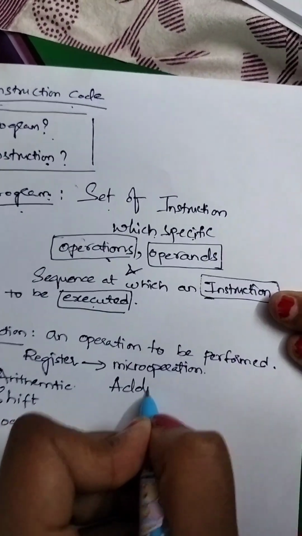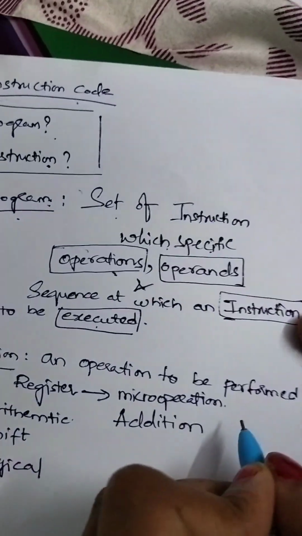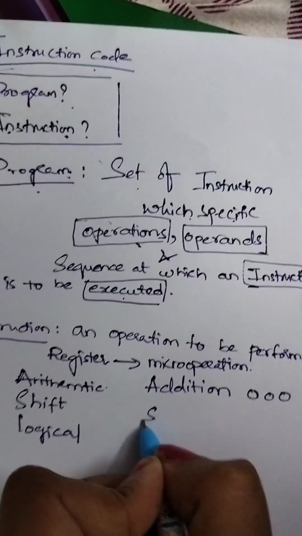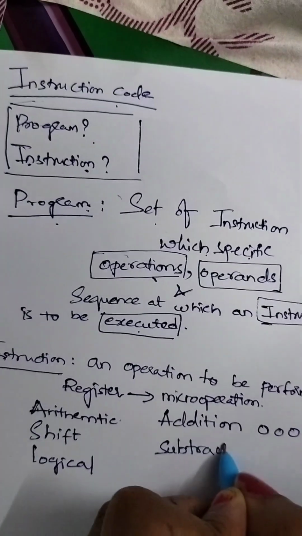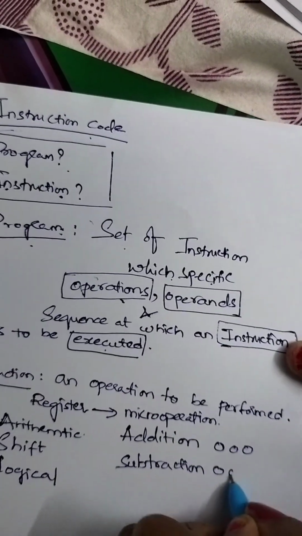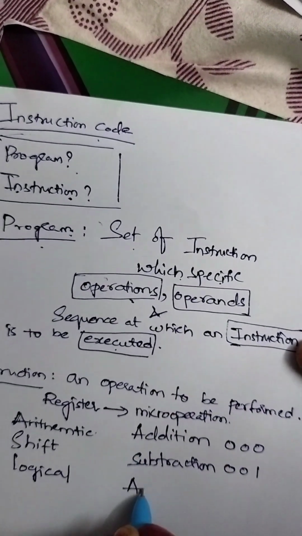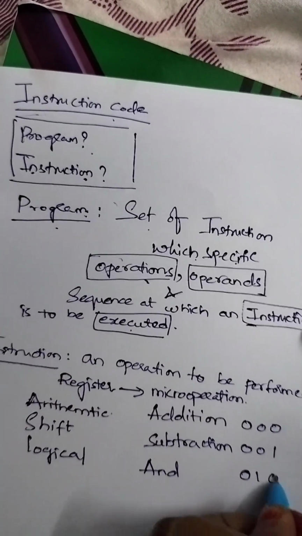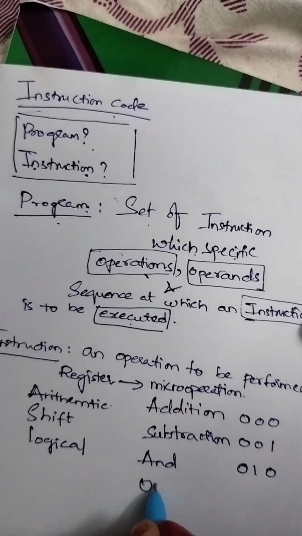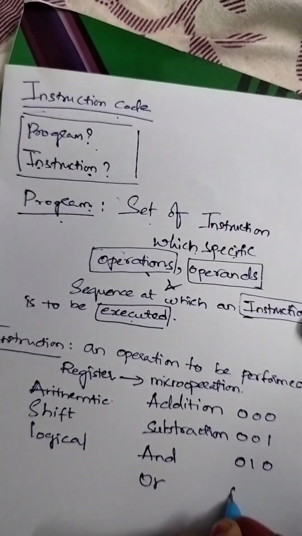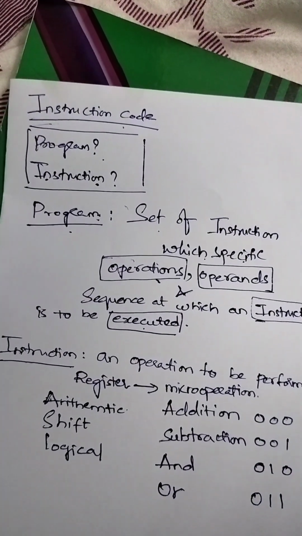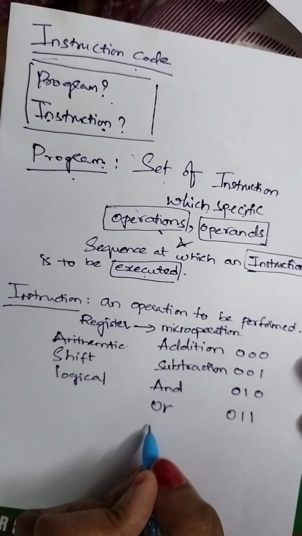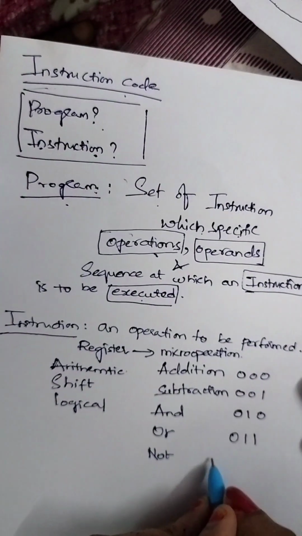Addition is represented as 000. Subtraction is 001. AND is a logic gate, 010. OR is also a logic gate, 011. And next after OR we have NOT. NOT is also a logic gate.